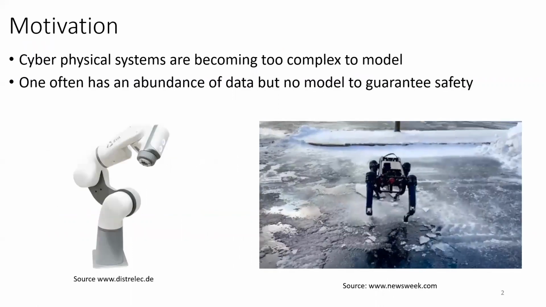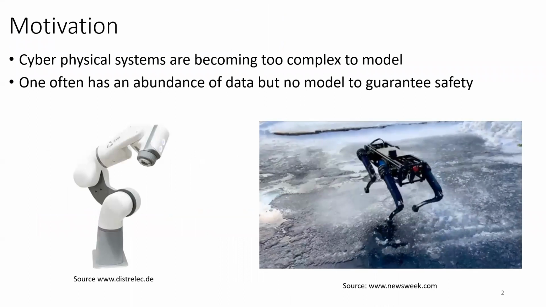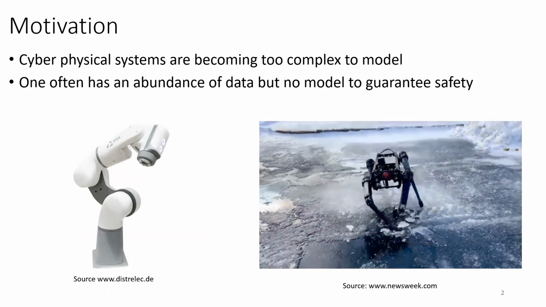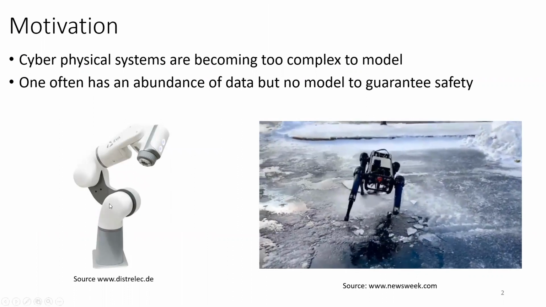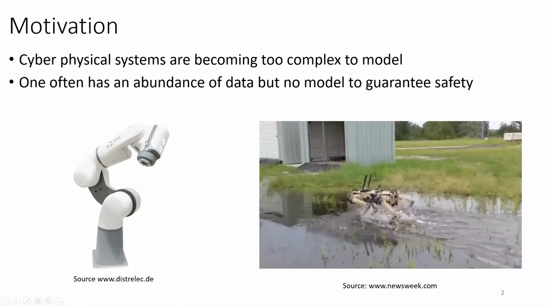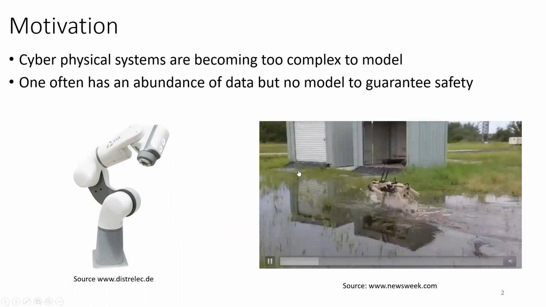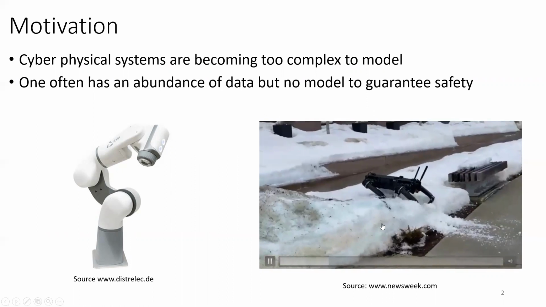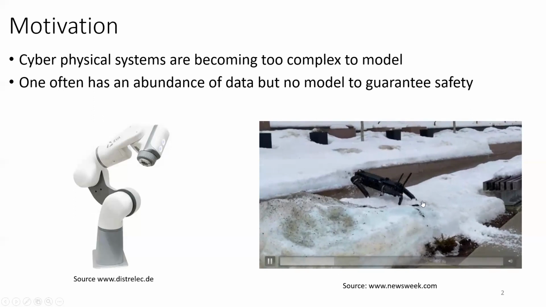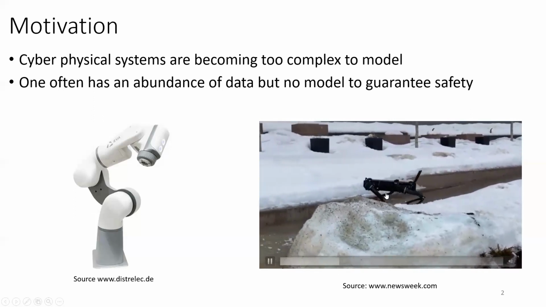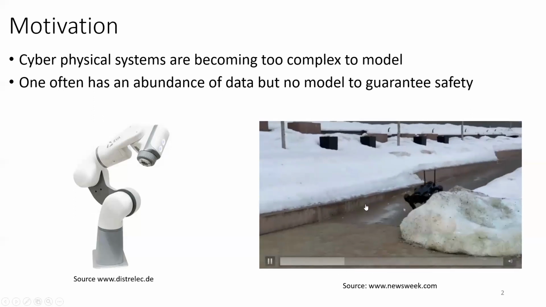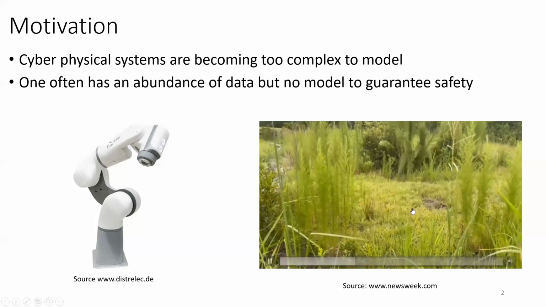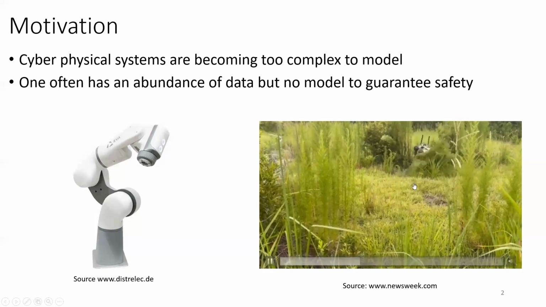Cyber-physical systems are becoming too complex to model. One often has a lot of data, but no model to guarantee safety. For example, consider this arm robot, where it's very difficult to model and control. Consider this dog robot, which was in the news recently, and it goes through different environments, and the task is to control such a dog robot regardless of the environment and achieve all the required tasks of the dog robot.